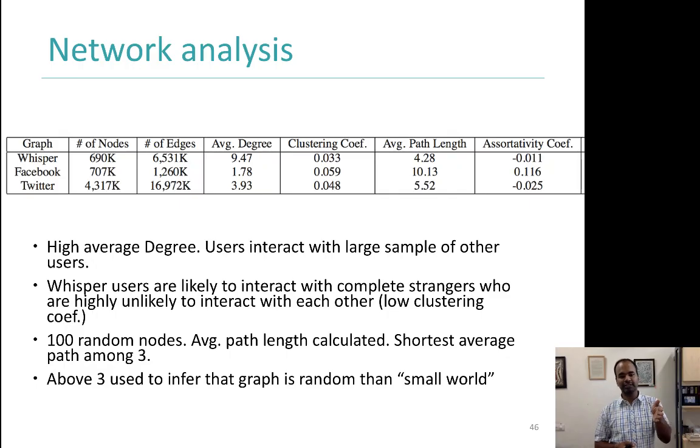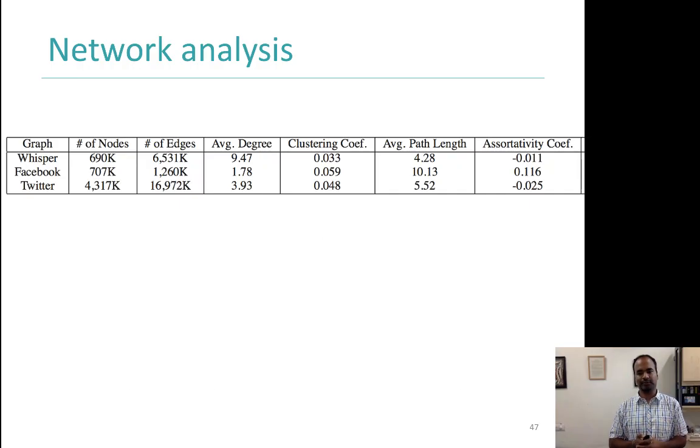Basically, what does it mean? It means that the average degree being highest, the clustering coefficient being lowest, and the average path length being lowest is inferring that this is a random graph. People's interactions are completely random. There's no specific small world phenomenon that happens in a network like Whisper. That's a good difference from the traditional networks that we've seen, like Facebook and Twitter.